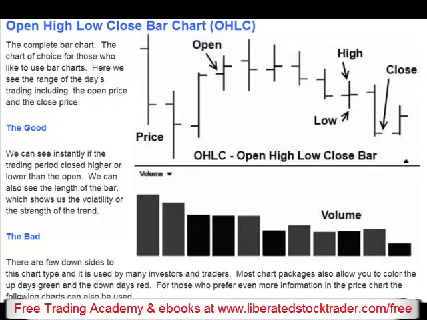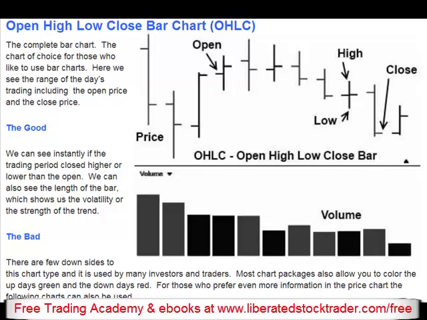Open, high, low, close bar chart, OHLC. The complete bar chart. The chart of choice for those who like to use bar charts. Here we see the range of the day's trading, including the open price and the close price. The good. We can instantly see if the trading period closed higher or lower than the open.